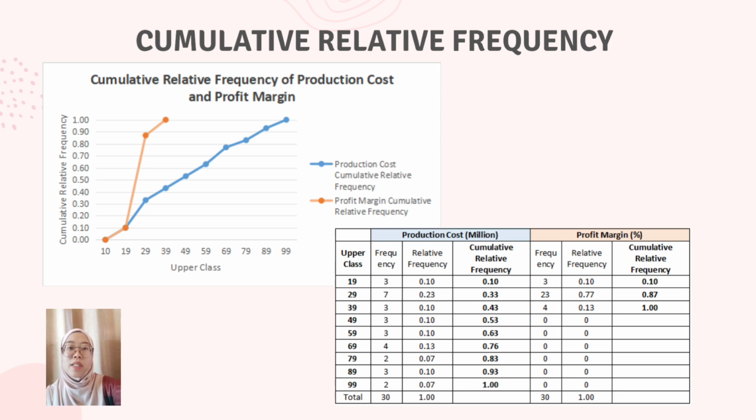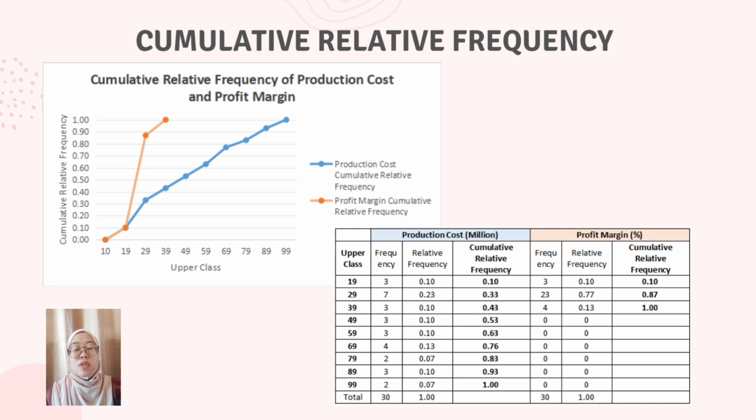The production cost curve shows a consistent increase across all intervals, reflecting a more even distribution of cost over time. The profit margin curve indicates a narrow focus on lower cost intervals, whereas production costs are spread out across a wider range of intervals. The difference in slope demonstrates that profit margins are more concentrated while production costs are more variable.